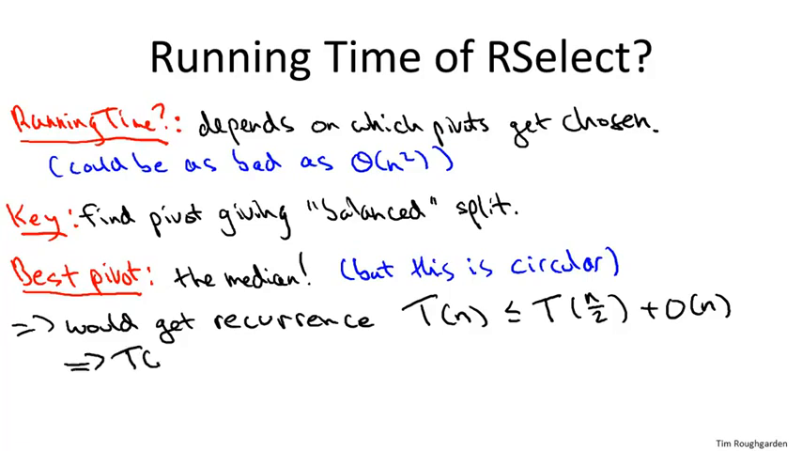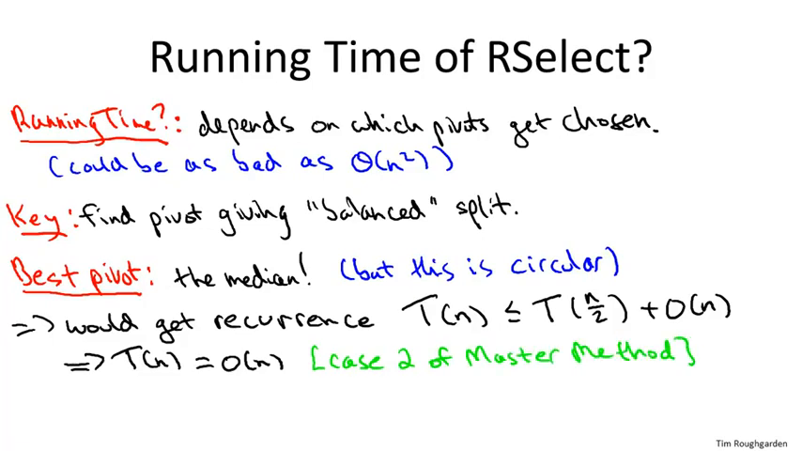So the recurrence we get is T of n is at most T of n over 2 plus big O of n. This is totally ready to get plugged into the master method. It winds up being case 2 of the master method. And indeed, we get exactly what we wanted, linear time. To reiterate, this is not interesting in its own right. This is just for intuition. This was a sanity check that at least for a best case choice of pivots, we get what we want, a linear time algorithm, and we do.